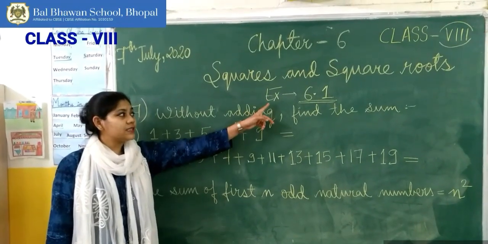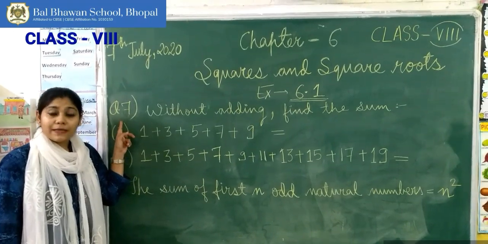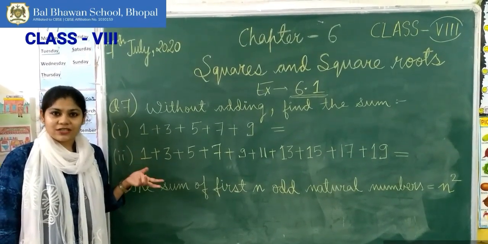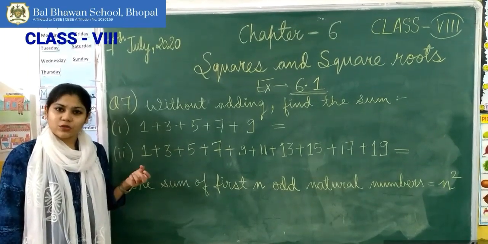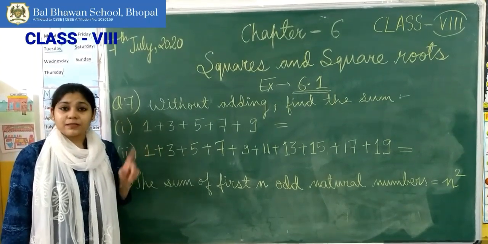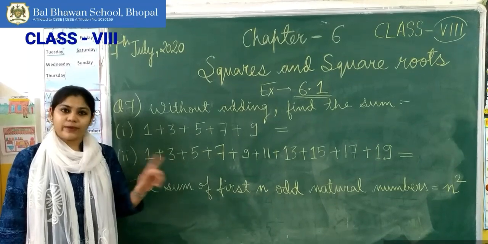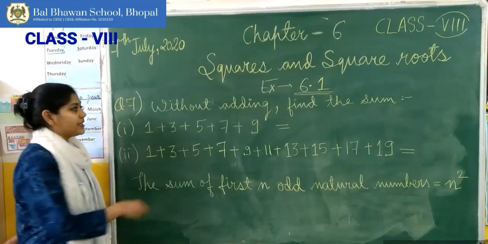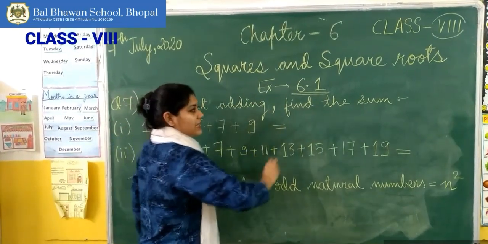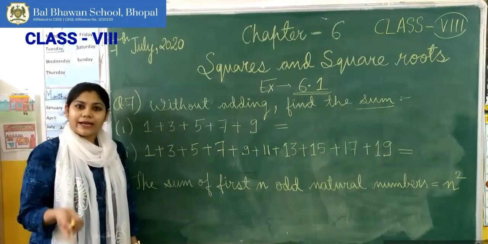Okay, students, exercise 6.1, I'm starting question number 7 now, because the rest parts of the question were completed already in Zoom session yesterday along with the properties of square numbers. Okay, so we are going to do question number 7. Again, let me tell you that this is based on one of the properties of square numbers. Okay, so now what is the question? Question is, without adding, find the sum.